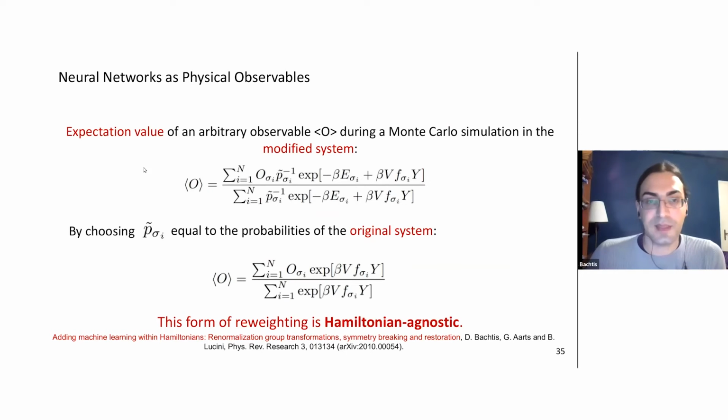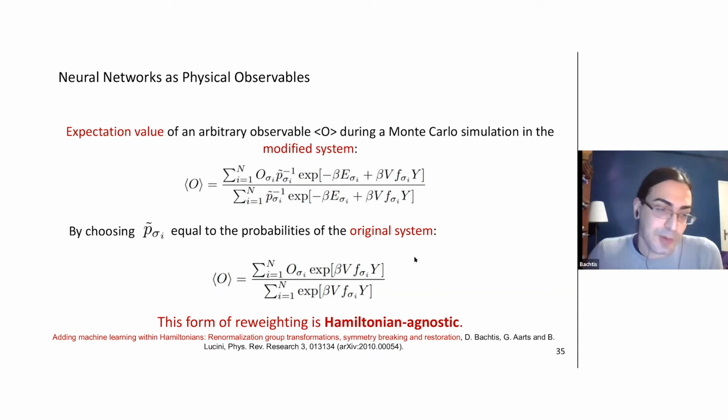So now we consider the expectation value of an arbitrary observable as obtained during a Monte Carlo simulation in the modified system that we aim to sample. And this time we will select the sampling probabilities equal to the probabilities of the original system. So we obtained this form of reweighting.